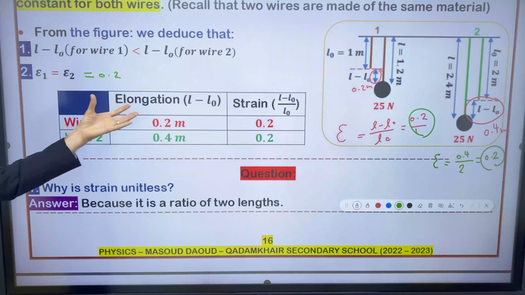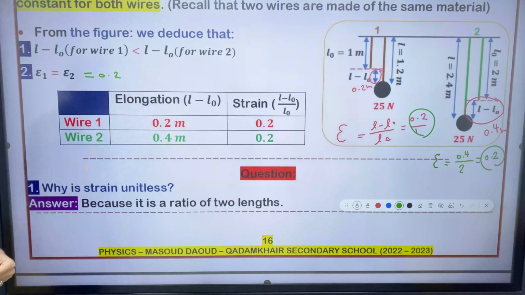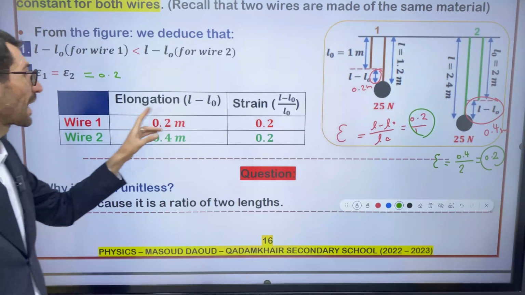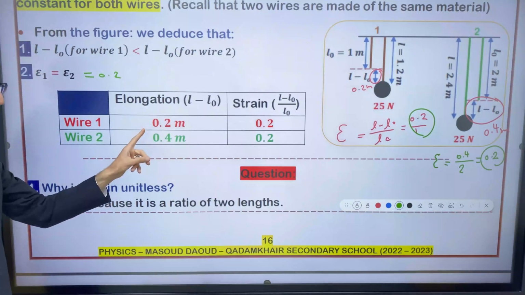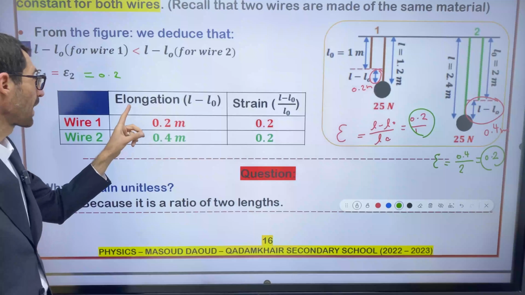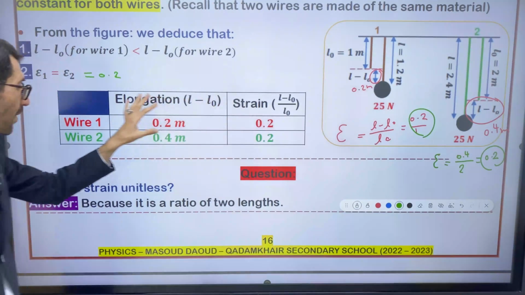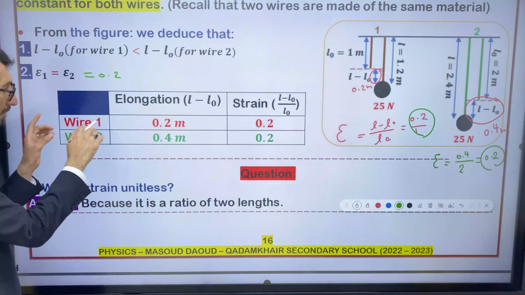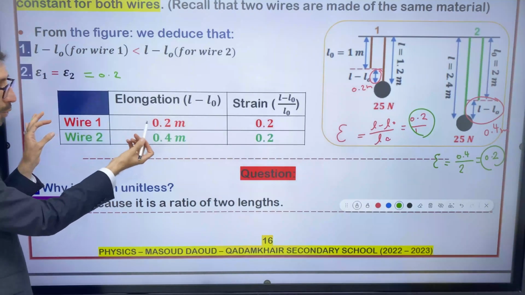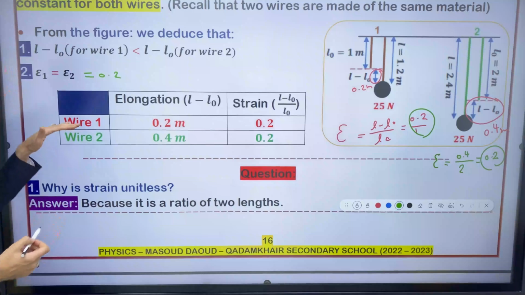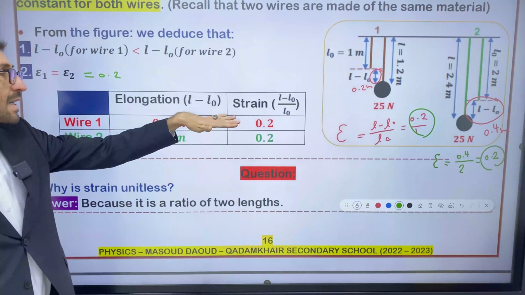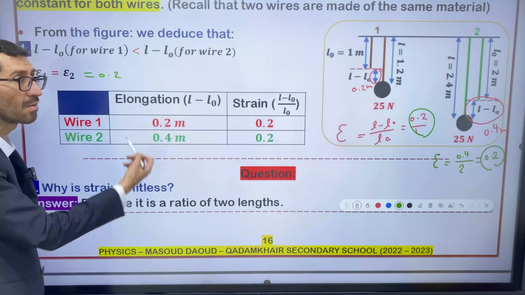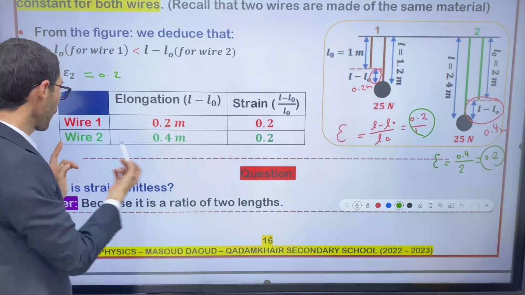So here, I prepared a table to break the question down and make it easy for you. Elongation for wire number 1 is equal to 0.2 meters. I found it for you mathematically. The strain for wire number 1 is 0.2. So the first row is dedicated to wire number 1. In the second row, the elongation for wire number 2 is 0.4 meters. I solved it for you. The strain for wire number 2 is equal to 0.2.